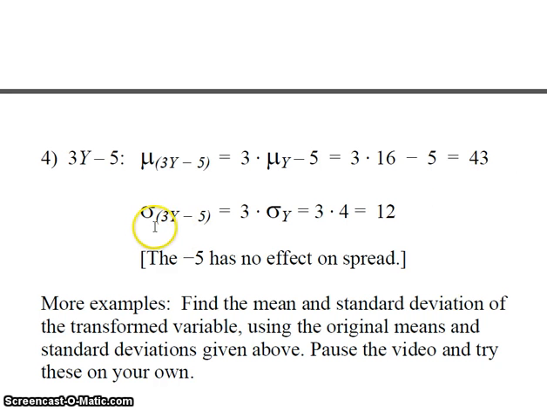The standard deviation of 3y minus 5 is just 3 times the original standard deviation of y, which is 3 times 4, or 12. Again, adding or subtracting a constant has no effect on spread, so this minus 5 will not affect the spread.